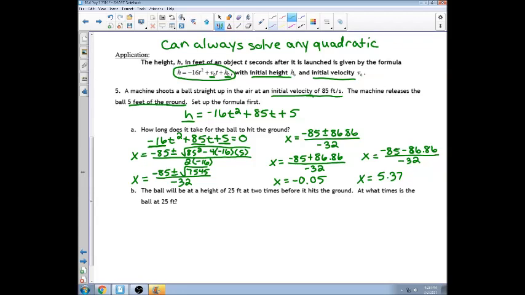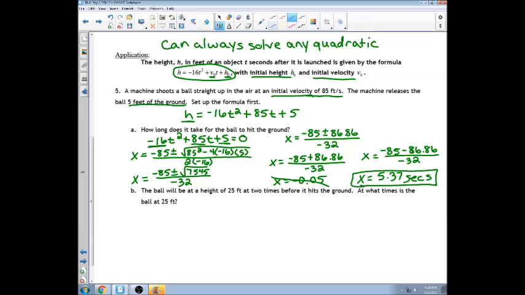If you're going to say yes, that means that you have a time machine sitting somewhere at your house that you really need to start selling, because a lot of people would love that. But no, you cannot have a negative time, so my answer is going to be 5.37 seconds. Okay?